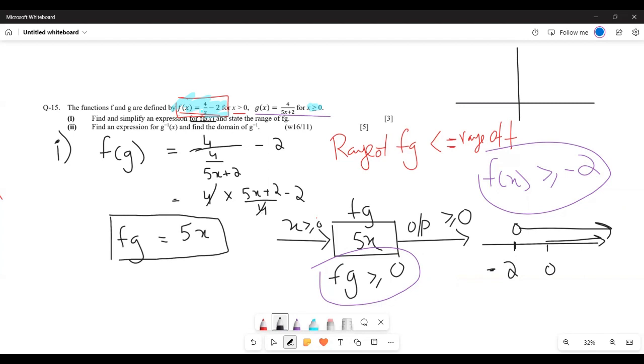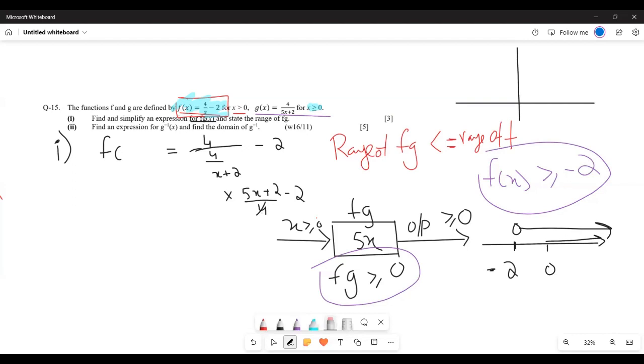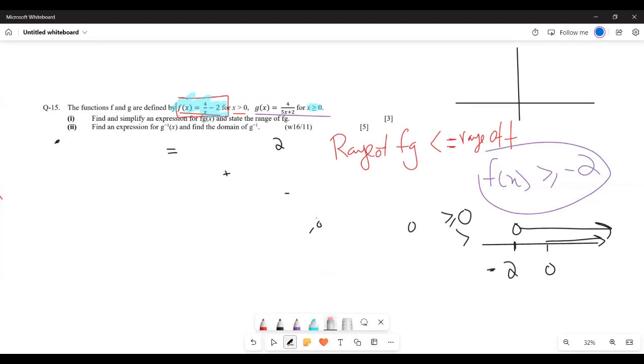Okay, so this was part 1 of question 15. Part 2 says find g inverse of x and find the domain of g inverse.